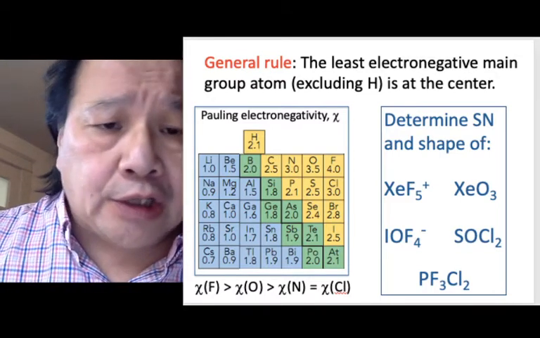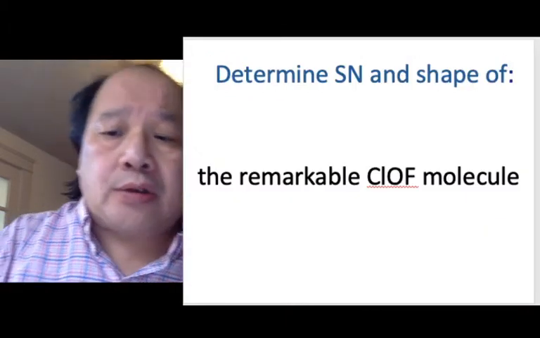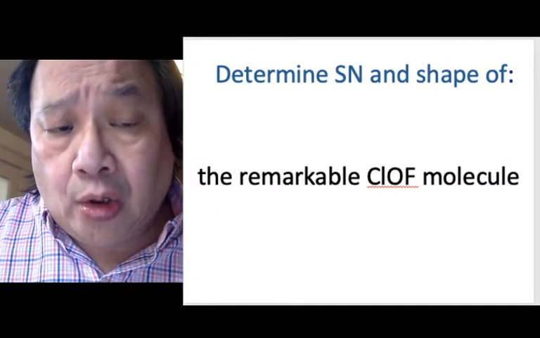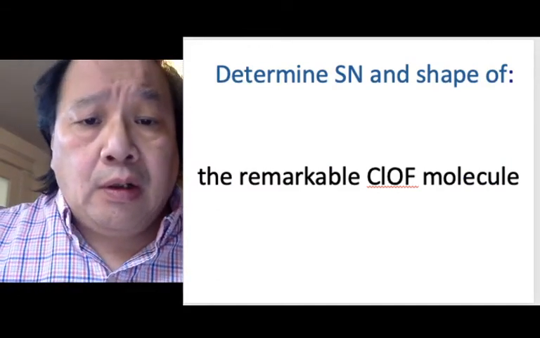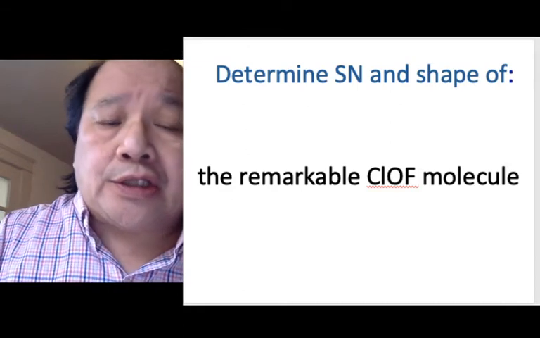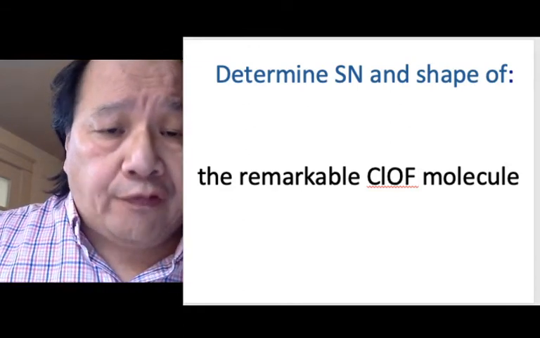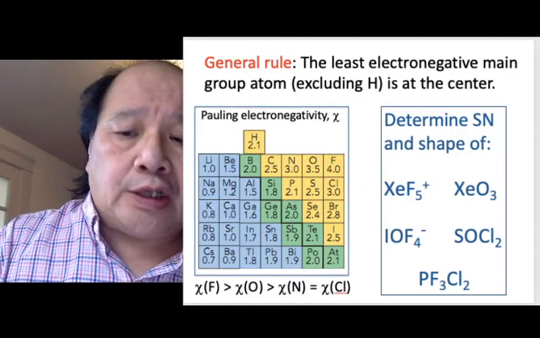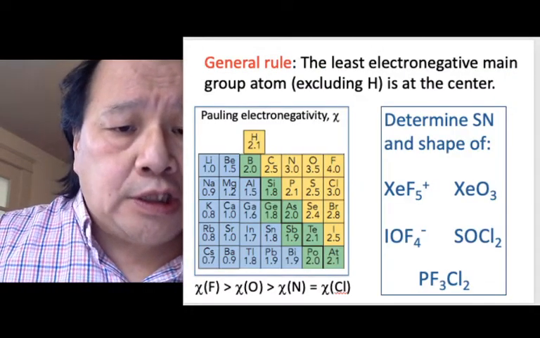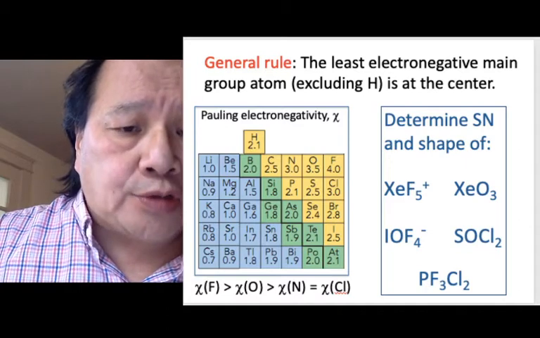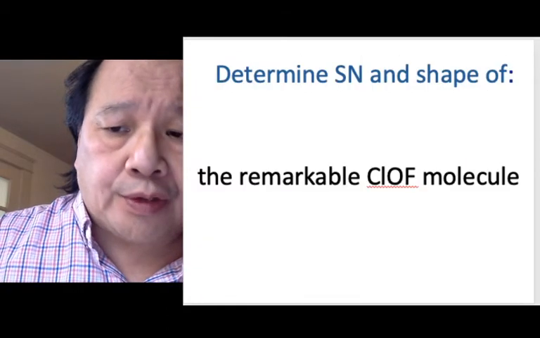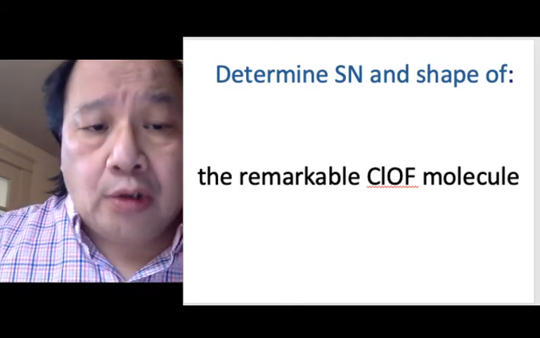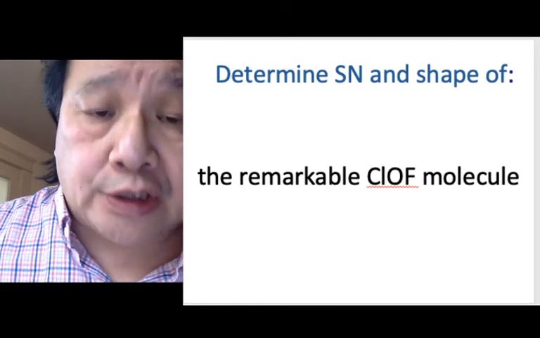And we'll end this clip with just this remarkable molecule, which looks incredibly unstable. ClOF. Which one is the central atom? ClOF. It may help seeing the electronegativities. ClOF, which is the most electropositive atom of the 3? Put it in chat. Chlorine is the most electropositive, therefore chlorine is in the center.